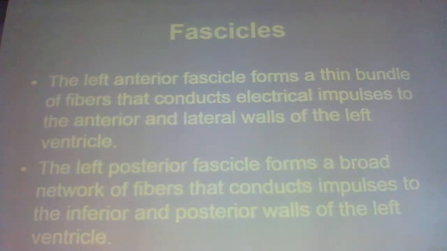The anterior fascicle is a thin bundle of fibers that conducts electrical impulses to the anterior and lateral walls of the left ventricle. The posterior fascicle forms a broad network of fibers that conducts impulses to the inferior and posterior walls of the left ventricle.